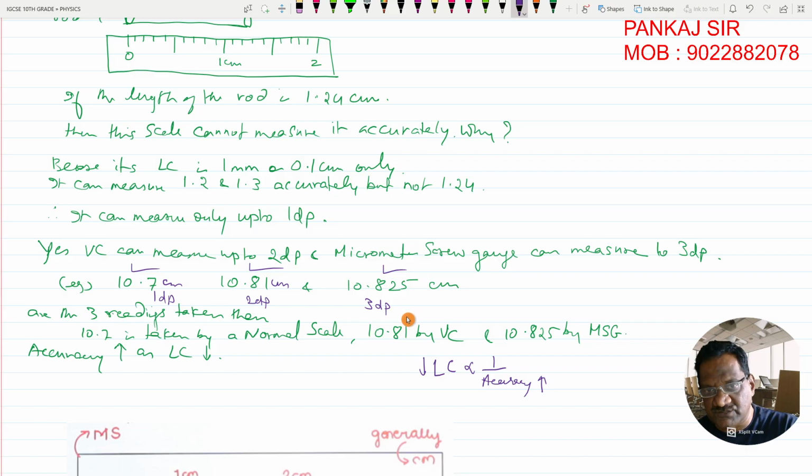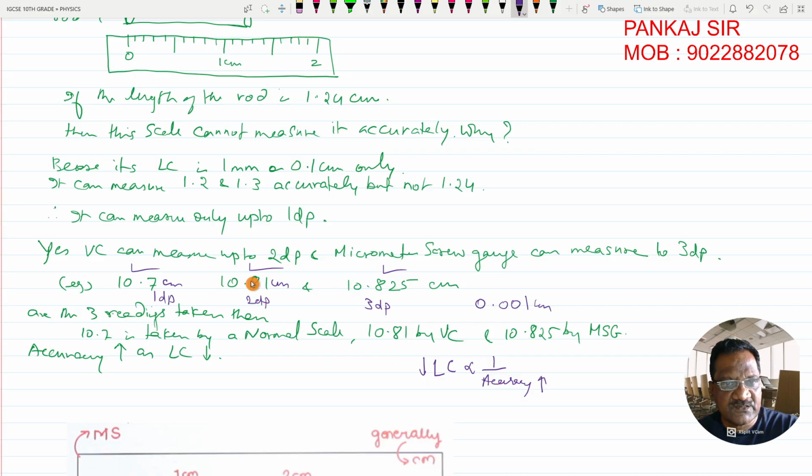Micrometer screw gauge is an instrument which has a least count of 0.001 centimeter. So it goes up to 3 decimal places. So as you decrease the least count of an instrument, the accuracy of the measurement that you take using that instrument increases. So least count and accuracy are inversely related to each other.